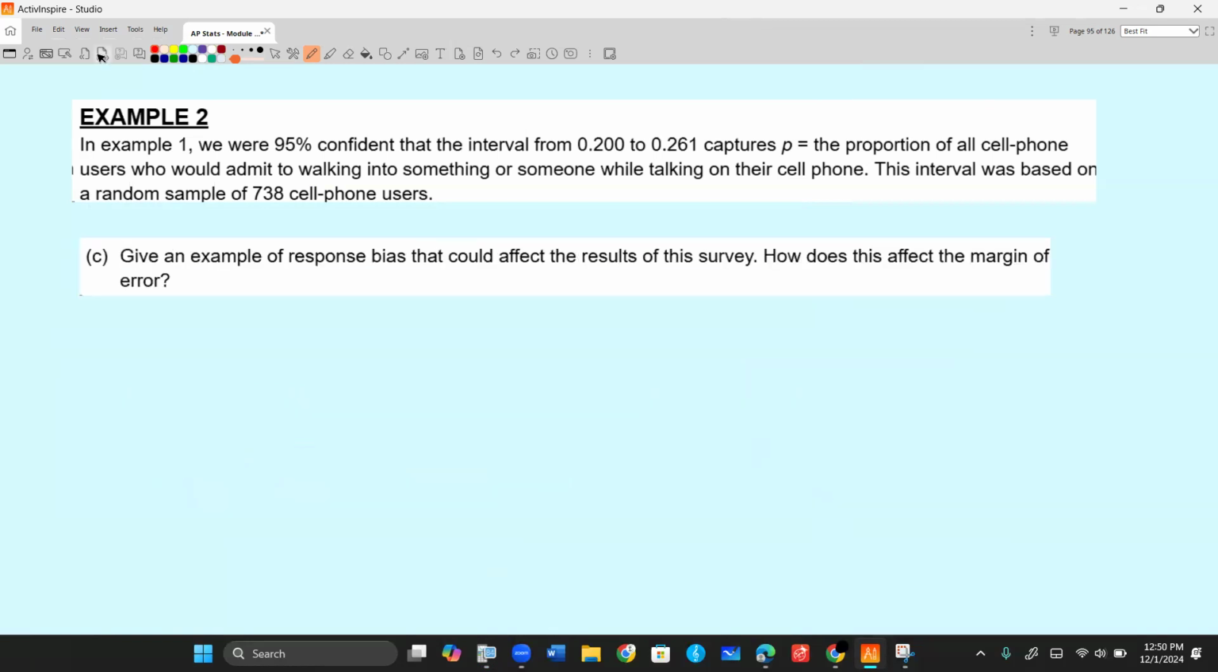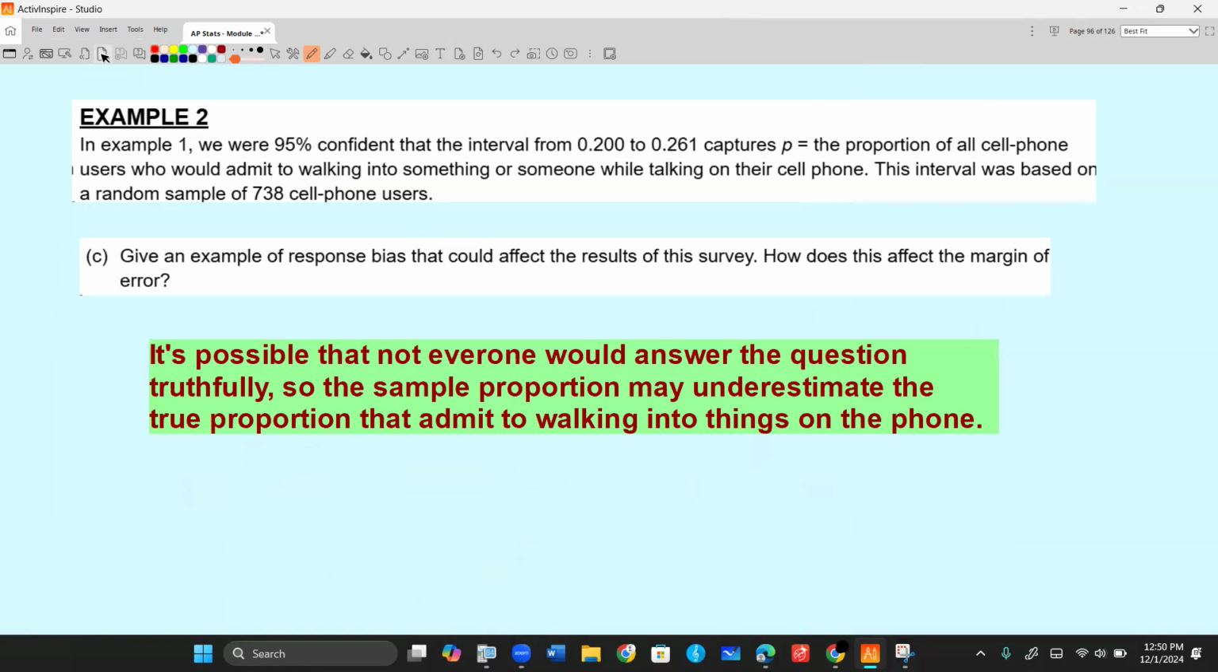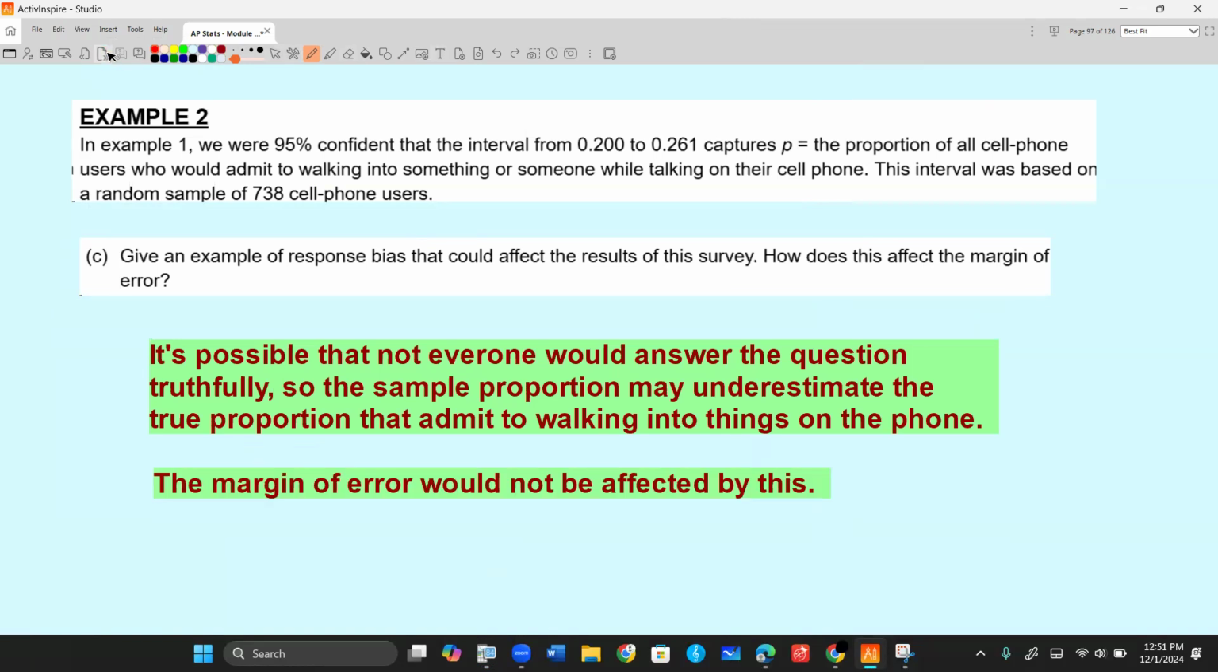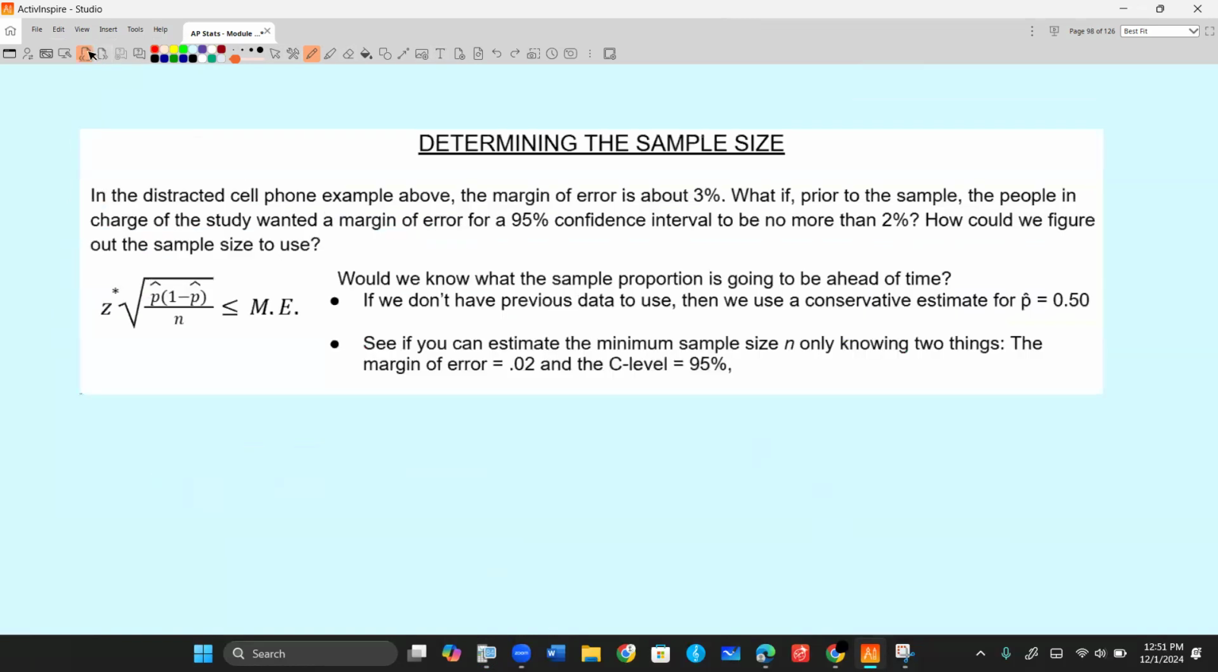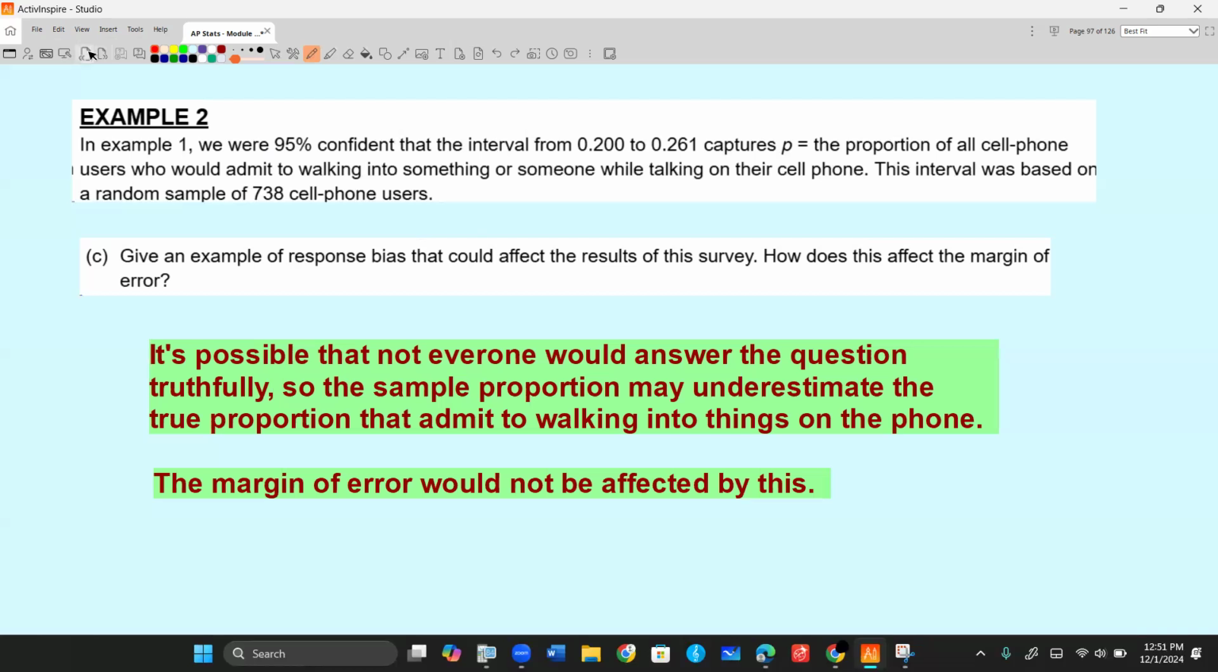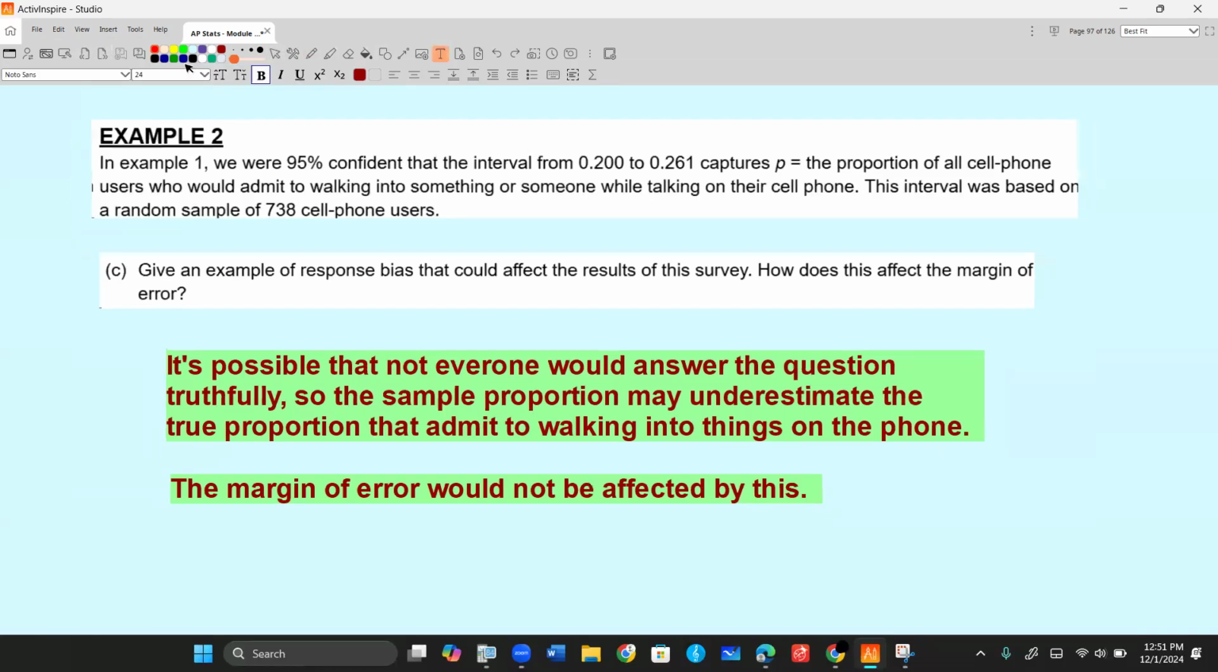Give an example of response bias that could affect the results of the survey. How does this affect the margin of error? Well, it's possible that not everyone would answer this question truthfully, maybe. So the sample proportion may underestimate the true proportion that admit to walking into things on the phone. That's just an example. You could have other things too. But does that affect the margin of error? No. It might affect the sample proportion, but it's not going to affect the spread. So that'll take care of that.